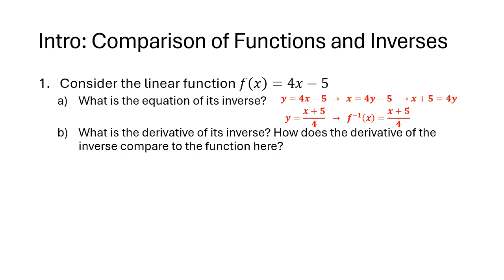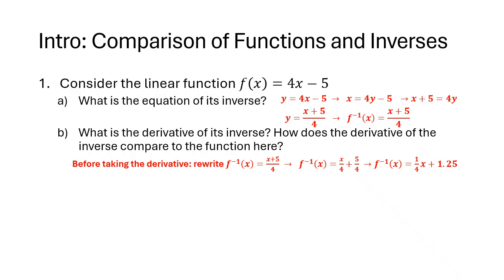Next, we want to compare the derivative of this inverse with the derivative of the function. So first of all, in calculating the derivative of the inverse, we want to distribute the 4 in the denominator. So this gives us f inverse of x is equal to x over 4 plus 5 over 4, which is equivalent to 1/4 x plus 1.25.